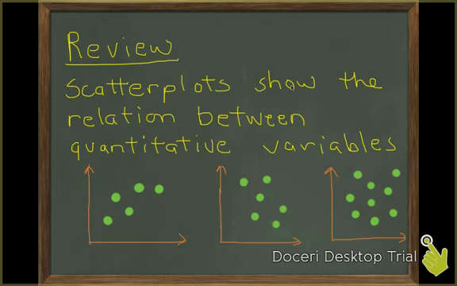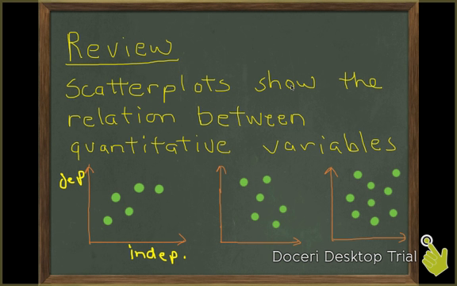The first thing we're going to do is review a little bit about scatter plots. Scatter plots are graphs that show the relation between two quantitative variables. What we usually do is put the independent variable along the horizontal axis and the dependent variable along the vertical axis, and we're trying to see if there is a relationship between the two, if the independent variable actually affects the dependent variable.